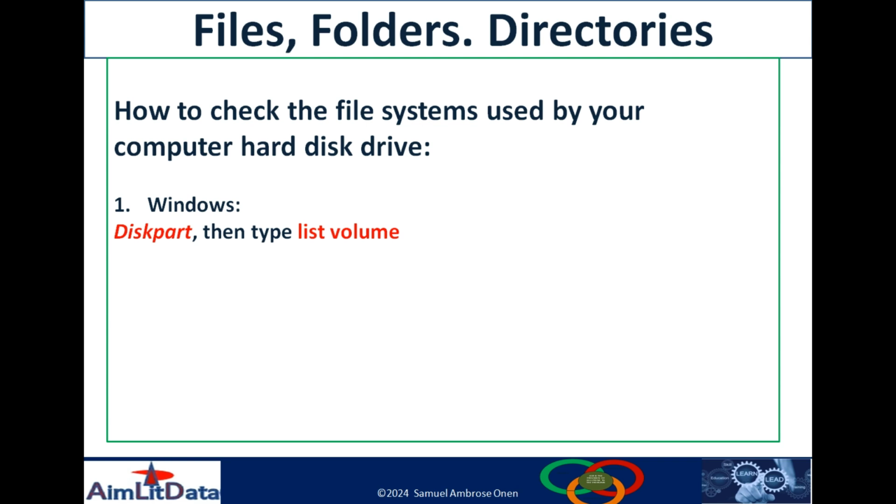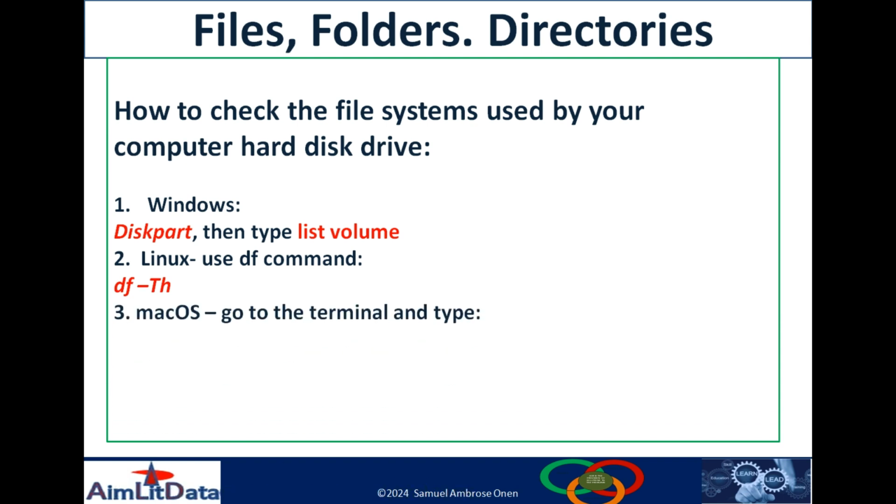So mark that. And then when you go to Linux, you can use the df command and then type df -Th. The same thing is with Mac OS. You can go to the terminal and then type the same thing, df -Th. So that's how to basically check the file systems in your computer.